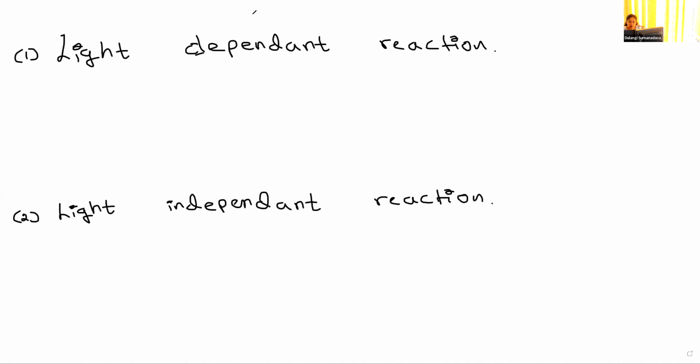Okay, so this is the summary, right? Can you write down the location? And write down the main reaction. What happens in each reaction? Because I need to just go through the light independent again.